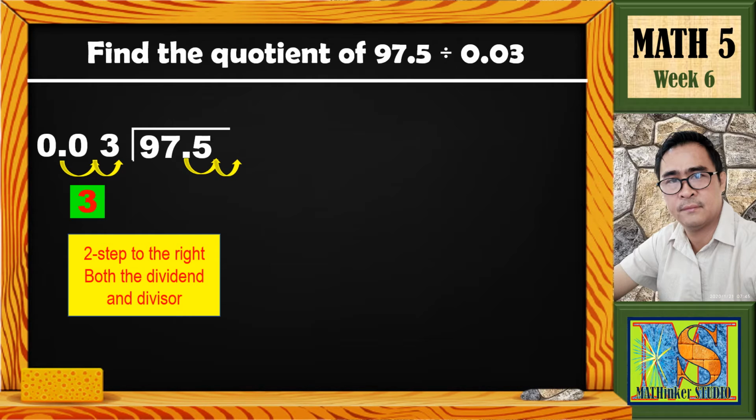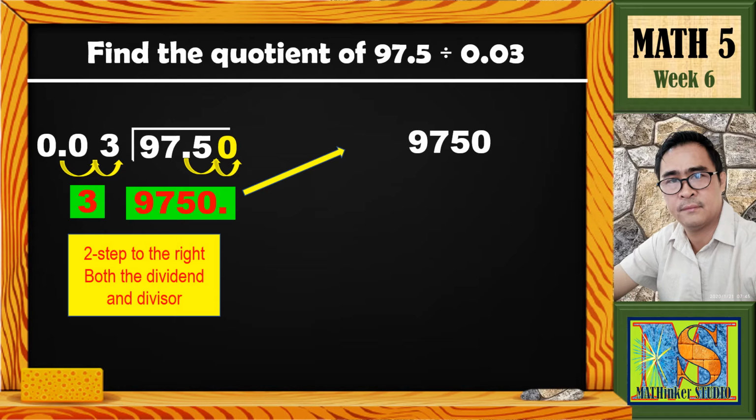Ngayon, nawalan tayo ng isang digit, dadagdagan natin yan ng 0. Kaya, 9,750 na siya. Then, third step, i-divide na natin. So, 9,750 divided by 3. Wala tayong decimal point kasi nasa dulo na siya, okay? Pwede natin huwag nang ilagay kung nasa dulo ang decimal point. Pero kung kinakailangan nating maglagay, pwede tayong maglagay.